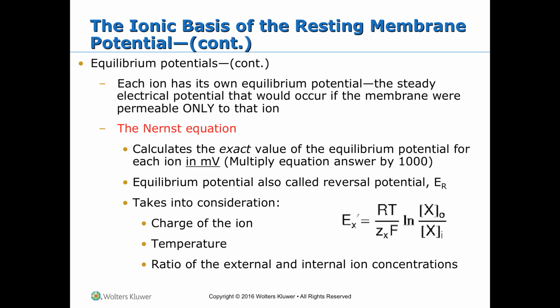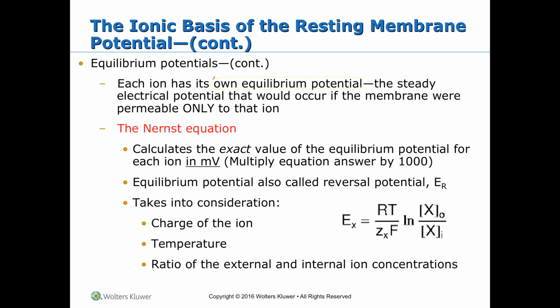Now, each ion has its own equilibrium potential. So note when we were looking at equilibrium potentials, we were only looking at equilibrium potentials for one ion at a time. This equilibrium potential is the steady electrical potential that would occur if the membrane were only permeable to that ion. So we had the equilibrium potential of potassium, which was about negative 80 millivolts, and the equilibrium potential of sodium, which was about positive 62.